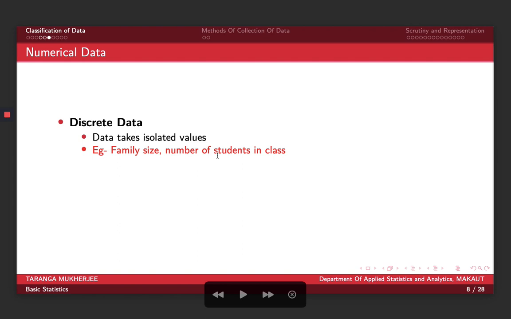Or number of students in a class, we may have 48 students in a class, or we may have 50 students in a class, or 60 students in a class. We really cannot have 60.7 students in a class. Okay, so this kind of variables takes some isolated value like 50, 60, 70, 53, 57, etc.